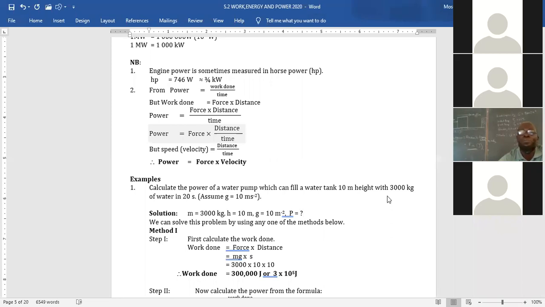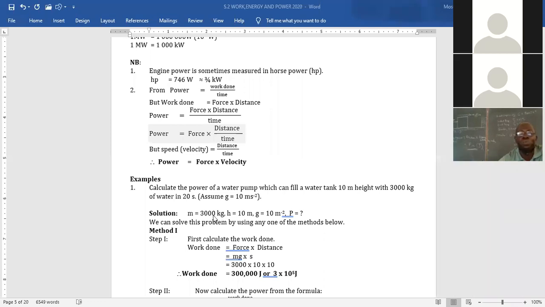Solution. M equals 3,000 kilograms. H equals 10 meters. g equals 10 meters per second squared. What does M stand for? I'm not sure.